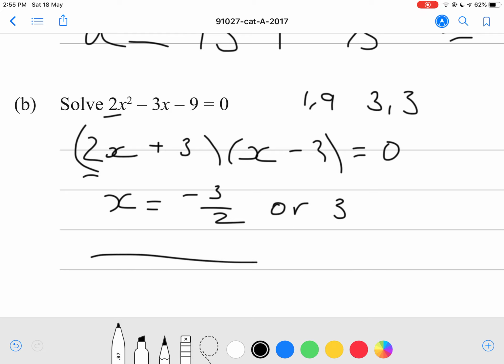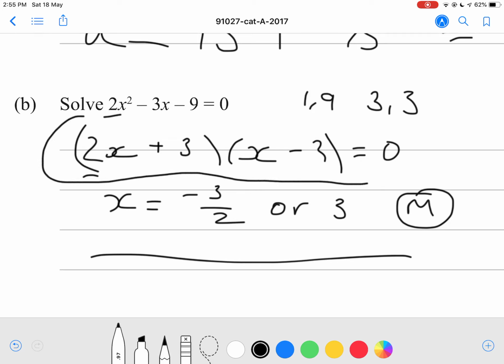Okay, so basically getting all the way here to x as the final answers for x, you'll get a merit grade. To get the achieved grade, you're just factorizing the quadratic. So basically, if you get up to this step, you'll get an achieved.